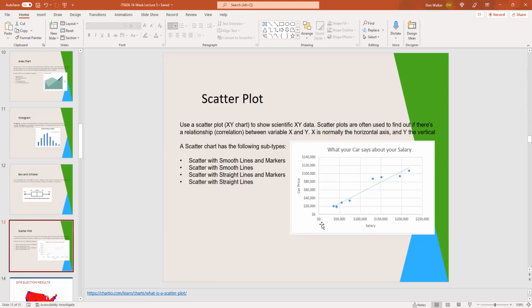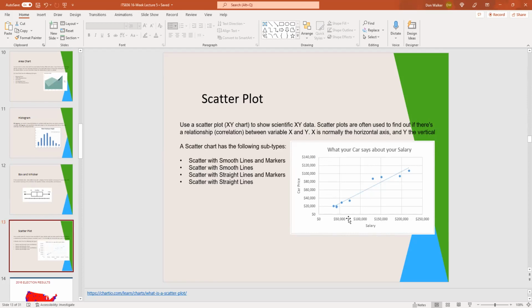And here we've got, you always want to put the independent variable, the thing that is causing the change in Y. So you've got salary along the left-hand side, increasing from 0 to $250,000. And your salary determines what kind of car you drive.